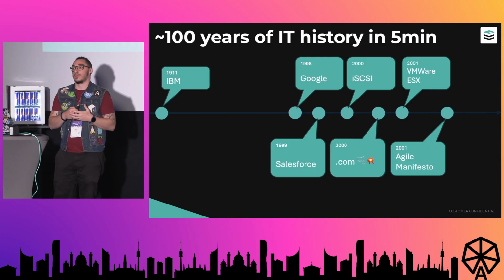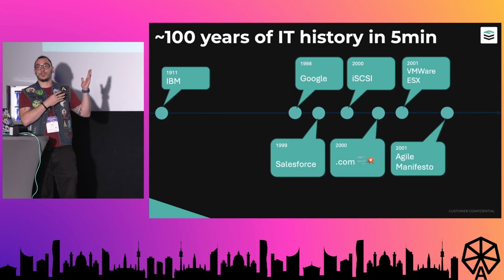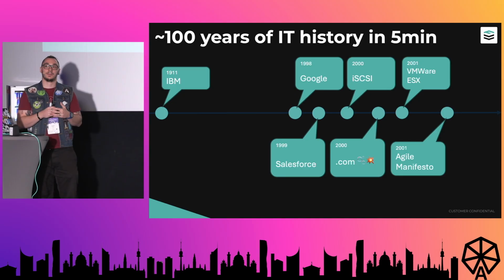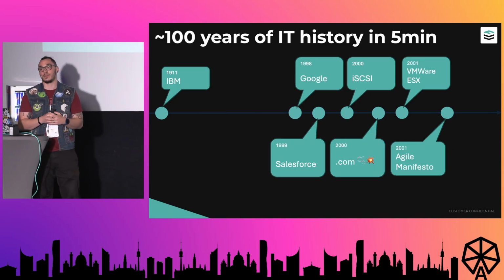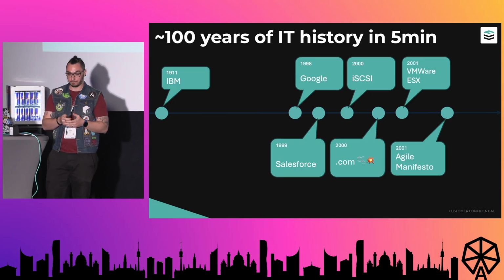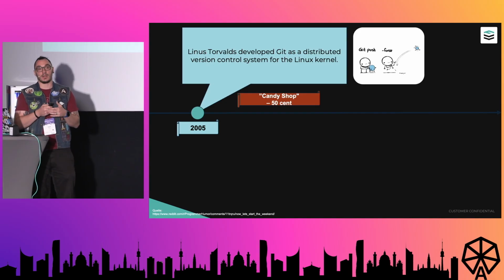And in 2001, the Agile Manifesto was published. Fun fact here, do you know where the Agile Manifesto was written? It was actually written by a bunch of developers, program managers and product owners in a ski resort in Utah. They met for an extended weekend, gathered, had a workshop, and developed the Agile Manifesto in one weekend. And this is pretty much how we got to Git.